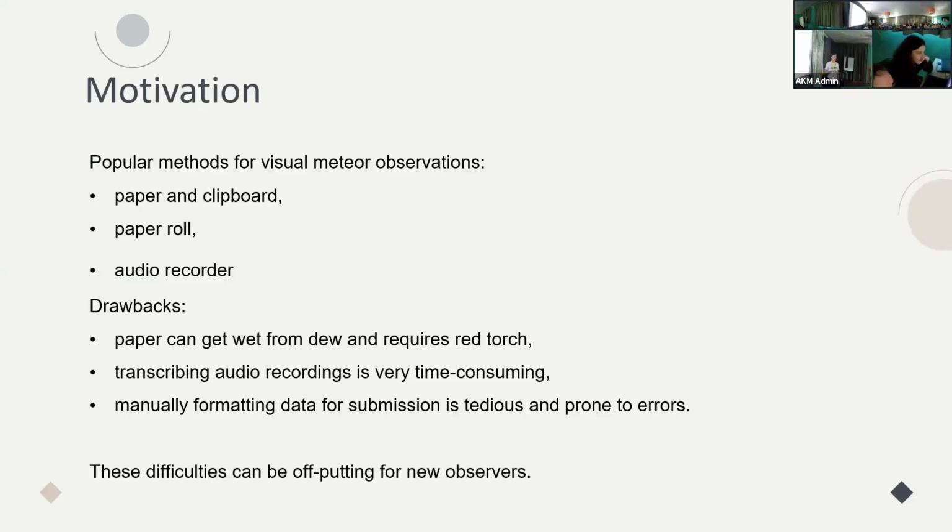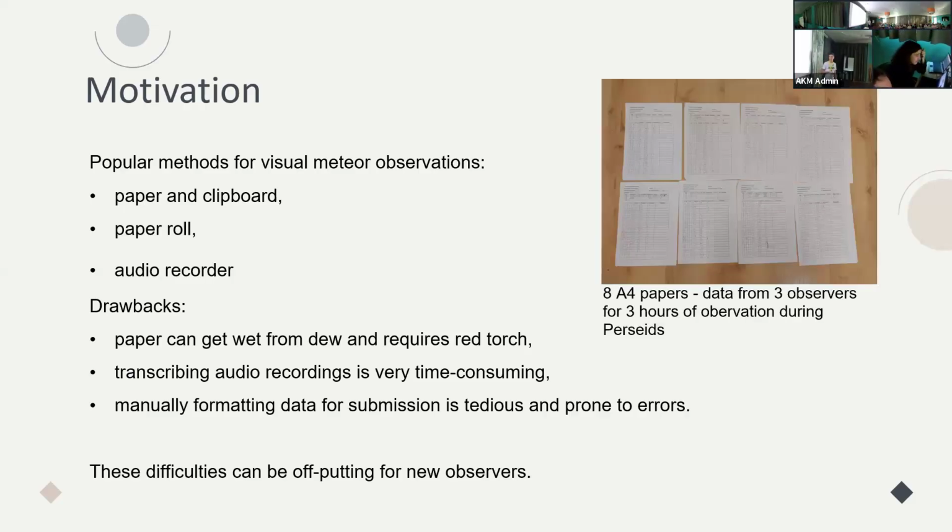These difficulties can be off-putting for some new observers, because it can be scary to them. This is an example for the Perseids of how much paper was used for just 3 observers over 3 hours of observations.